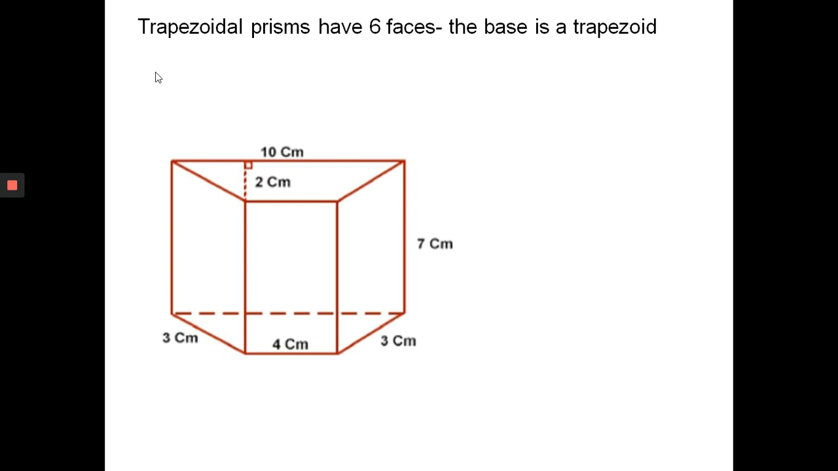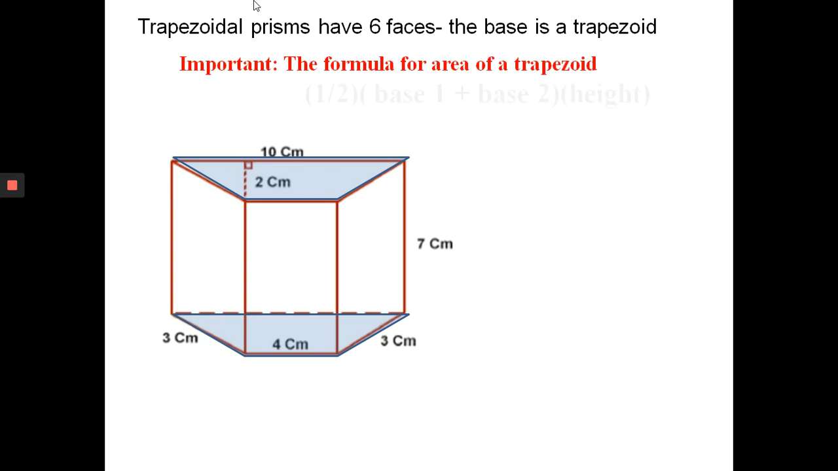This is a trapezoidal prism. And again, there's a trapezoid and there's its congruent base. Okay, so that trapezoid and that trapezoid are parallel and congruent. No other faces have that. So do you remember the area of a trapezoid formula?